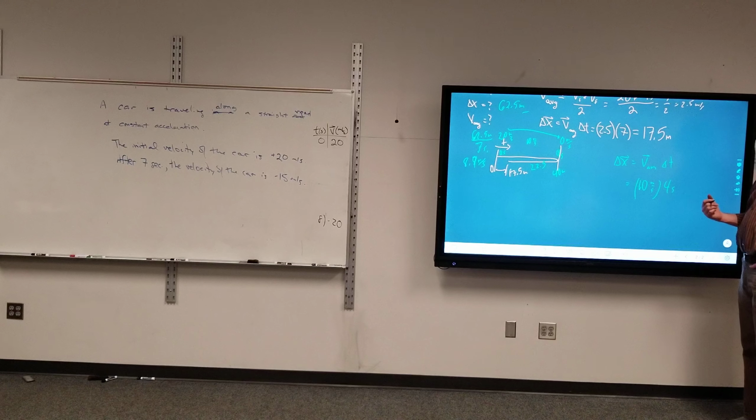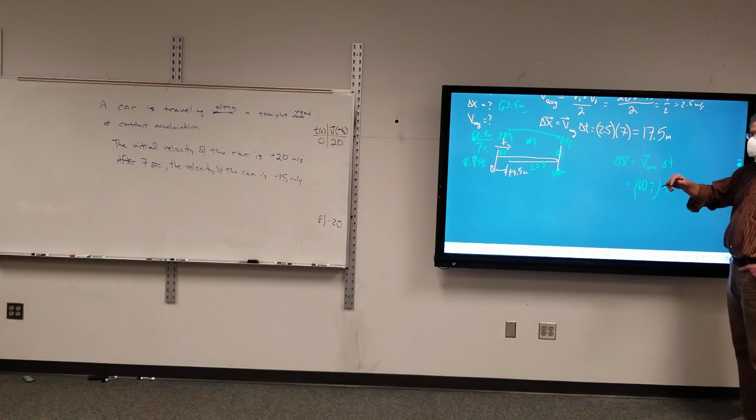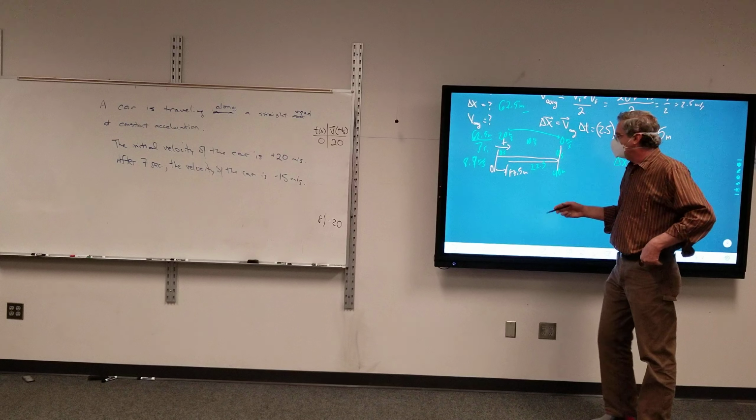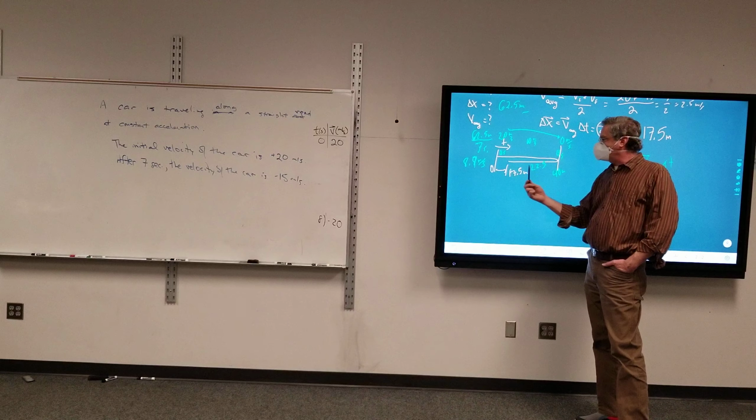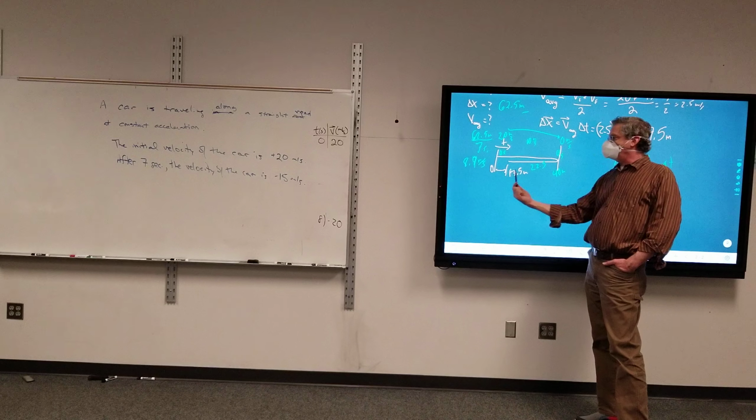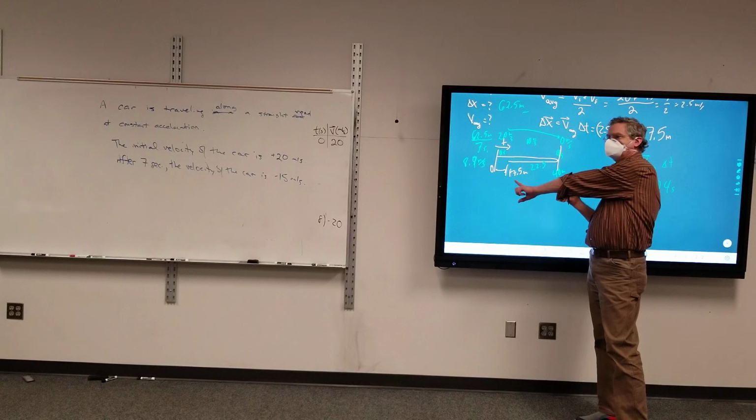Got it. Would you take the remaining 3 seconds? So the remaining 3 seconds, I can do it 2 different ways. Actually, there's several different ways. But to me, the simplest one is I know I end up 17.5 meters on the positive side of where I started. So therefore, the distance I moved back is just the difference between 40 and 17.5.